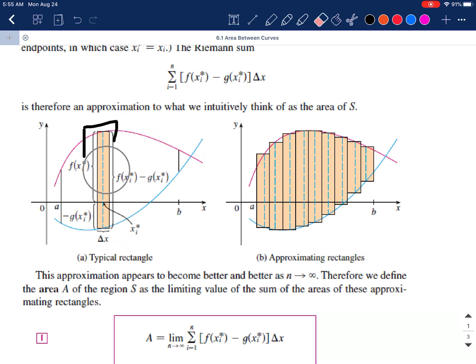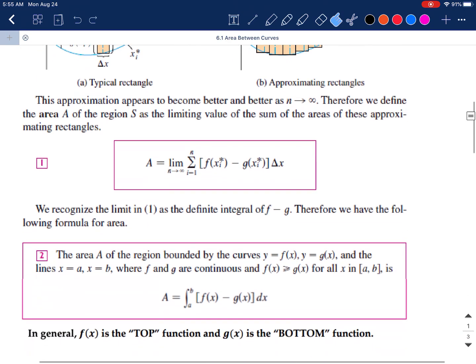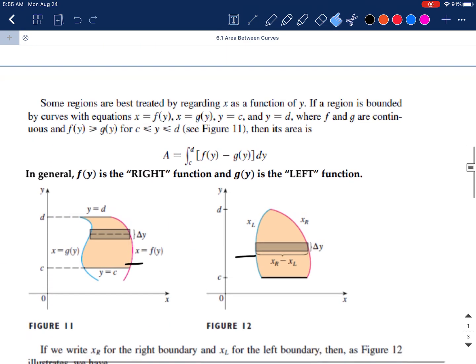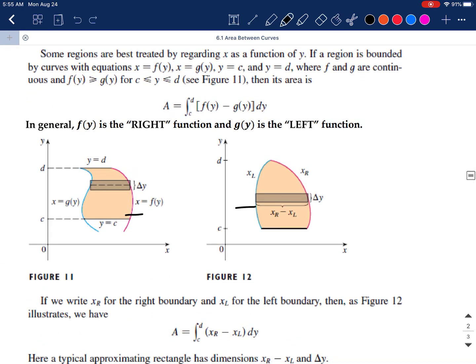But what we end up with is essentially the same process of integration, where we're going to have an infinite number of these rectangles, take the limit as the width shrinks down to 0, and find the area between. So we've got our Riemann sum representation here, and then our definite integral, which we're going to be using to evaluate. If we have functions of y, the only thing that changes in our orientation is that our rectangles will be horizontal, which means that our height will be measured horizontally.